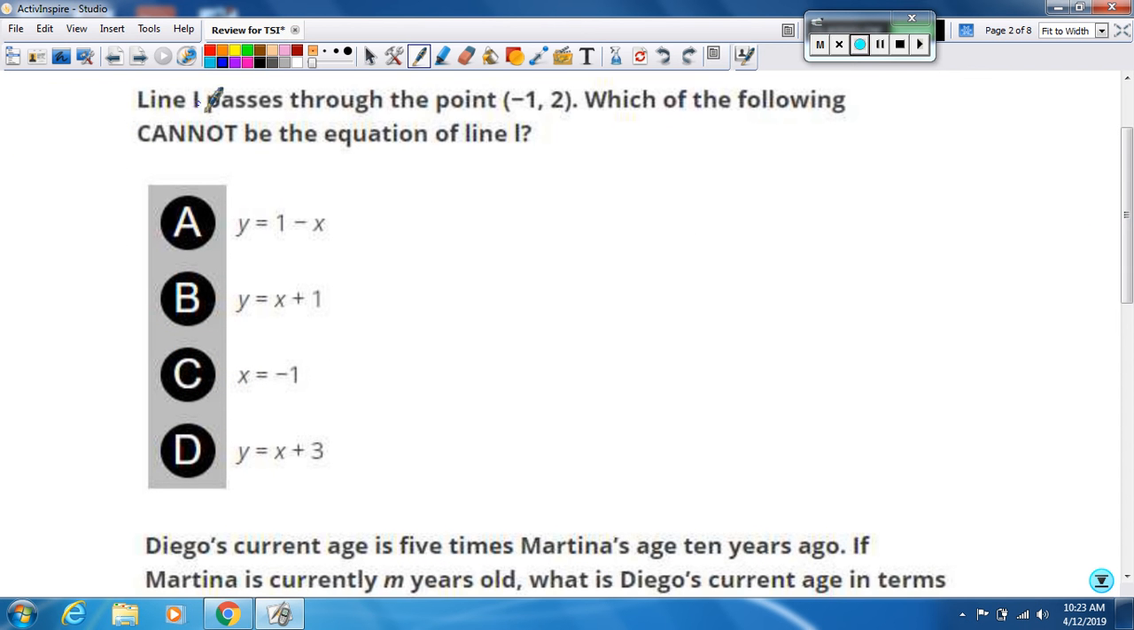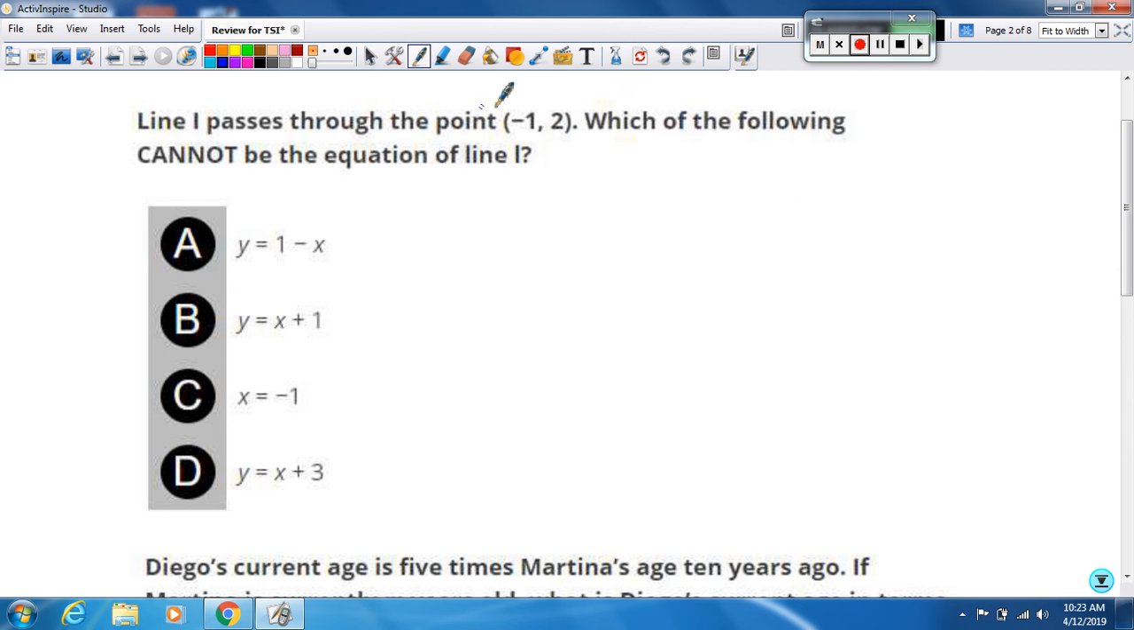Okay, line L can pass through the point (-1, 2). Which of the following cannot be the equation of line L? First of all, these are in alphabetical order. So I'm going to plug it into each answer choice until I find one that's not true. So y is 2 equals 1. Now this negative here actually means opposite. So the opposite of x, so the opposite of -1 is +1.